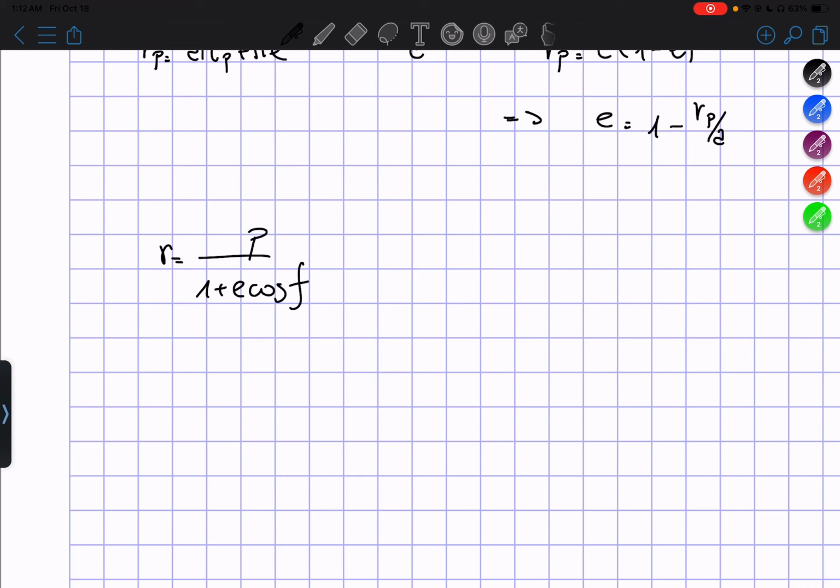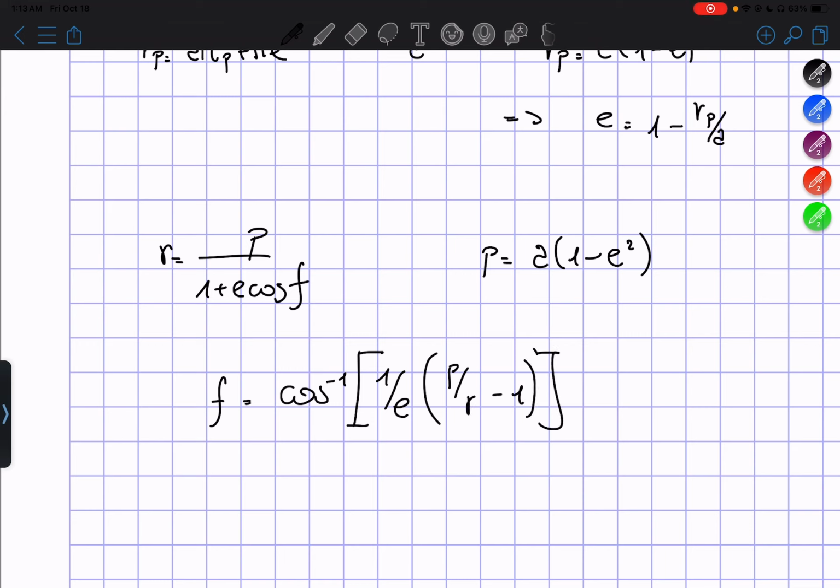P can be found with H very simply. Can we find H? No, but we can find P simply by doing A times 1 minus E squared. So P is equal to A times 1 minus E squared. And now we have the stuff that we defined for S. So it's going to be cosine to the power of negative 1 of 1 minus E times P over R minus 1. And all this stuff here.